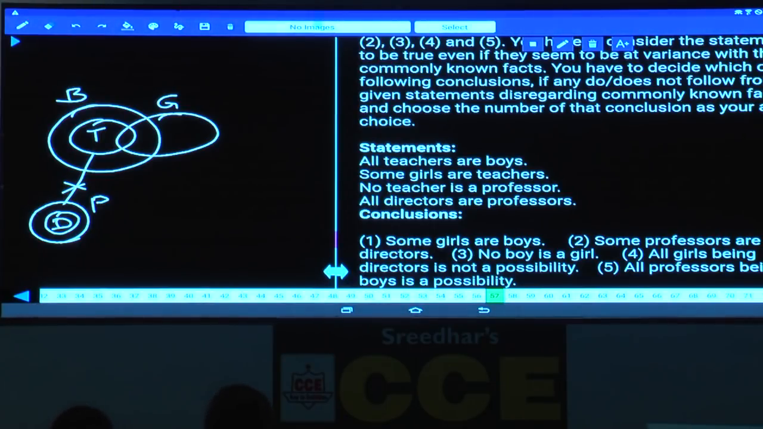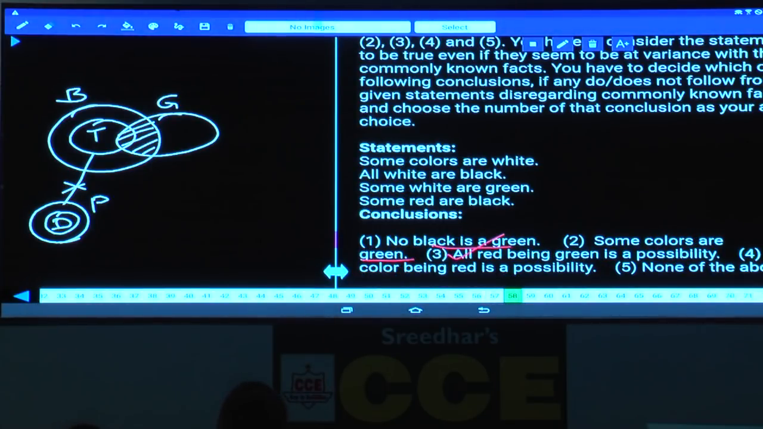Then with the help of this, some girls are boys, true or false? It is true once. As it is true once, it cannot be false forever. Some professors are directors, is it true or false? Yes, it is true. As it is true, it cannot be false. No boy is a girl, true or false? Can it be true at least once? It cannot be true. Why? Because no boy is a girl means, now say here, some of the boys are girls. As some of the boys are girls is true, no boy is a girl cannot be true at least once. As it cannot be true at least once, it will be false forever. That is choice 3. Question number 57, it is choice 3.